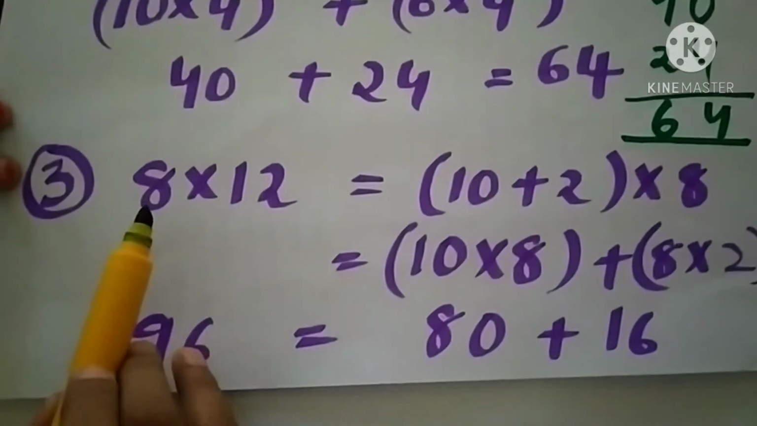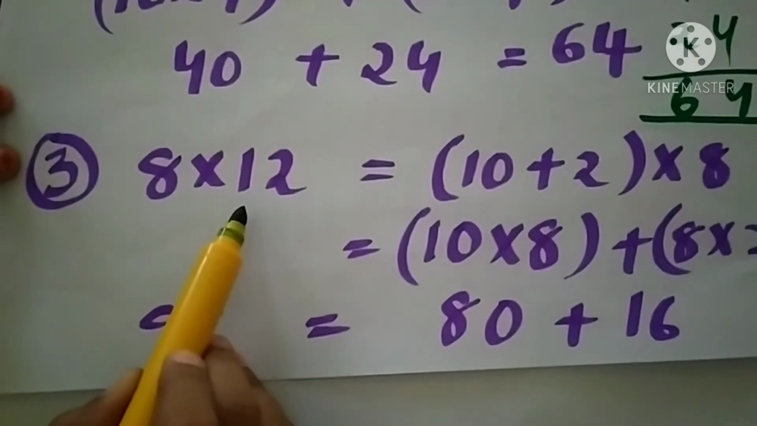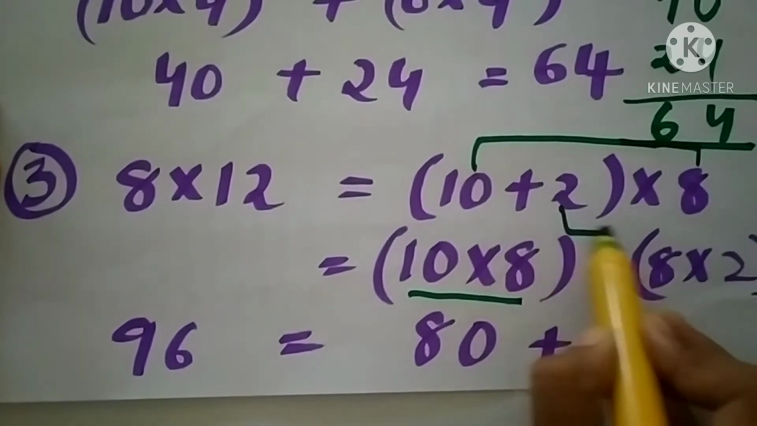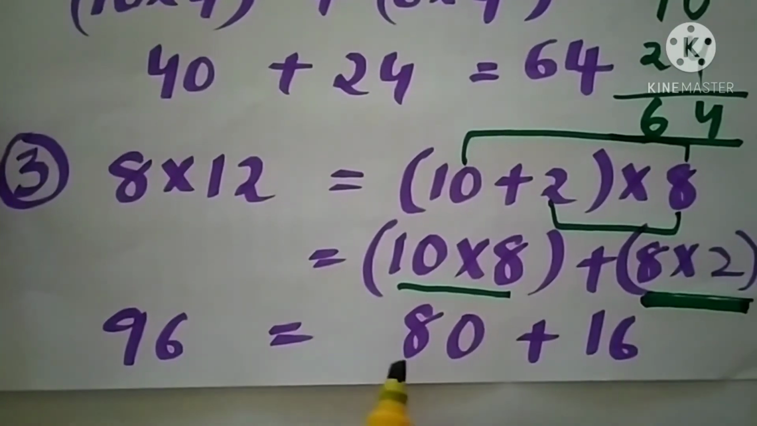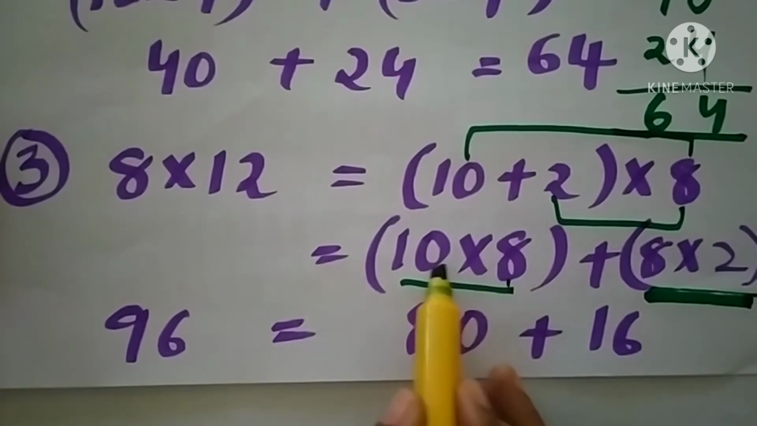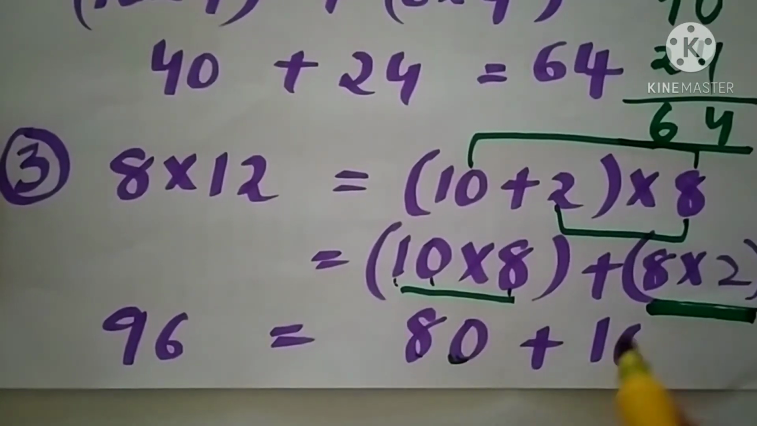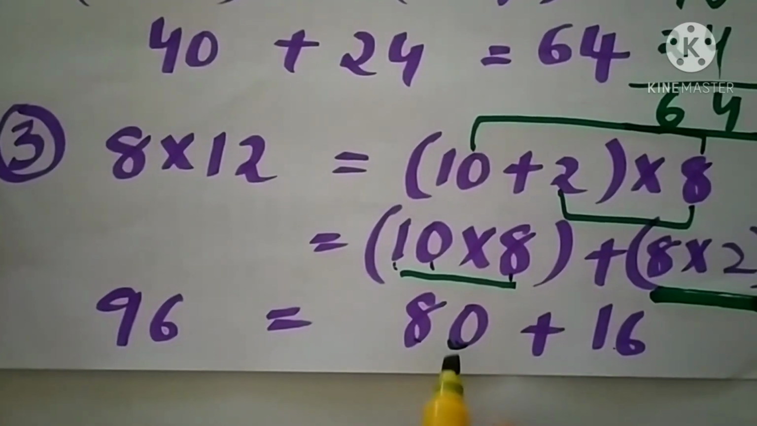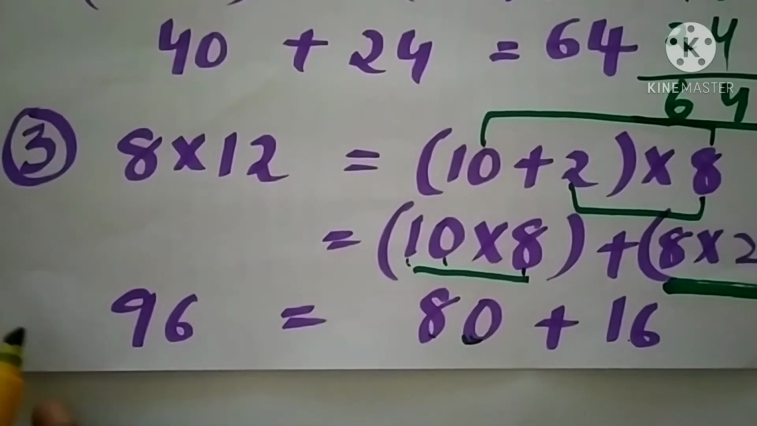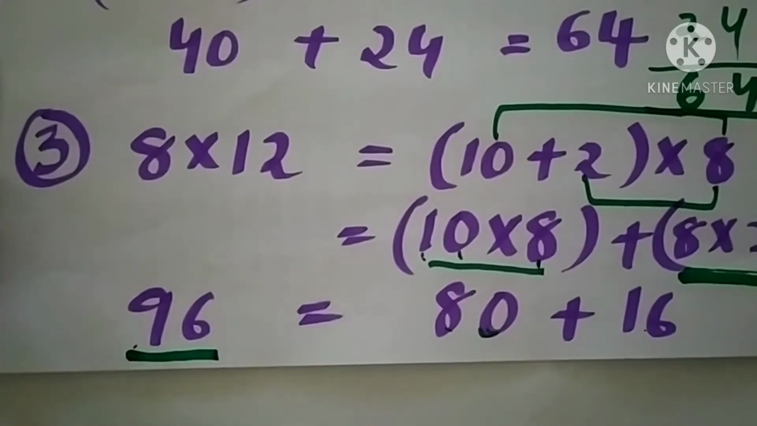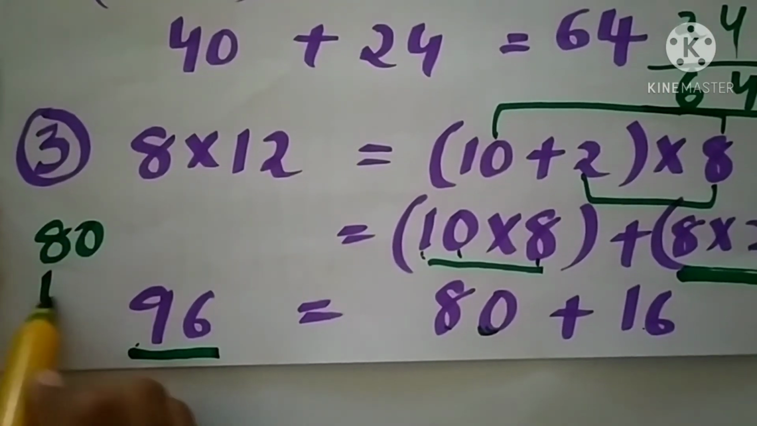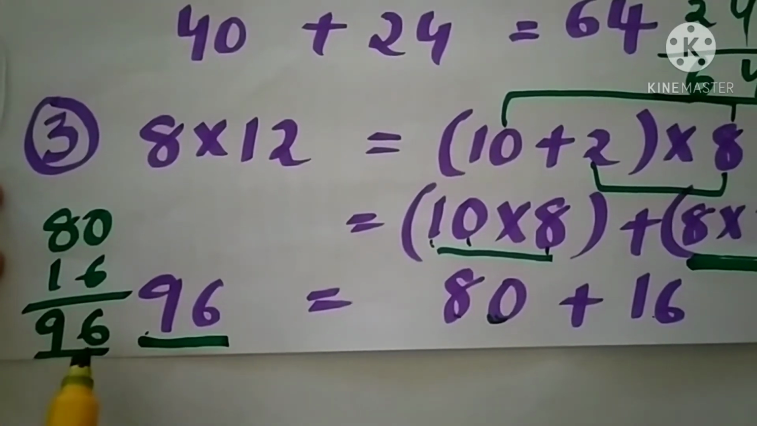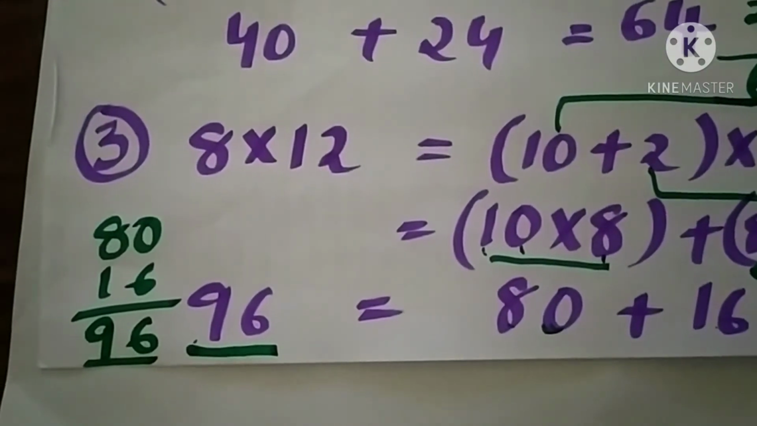Another example is 8 into 12. What you have to do? 10 into 8, that is 80, plus 2 into 8, which is 16, that you already know from the tables, right? So when you add 80 plus 16, what do you get? You get 96. That is 80 plus 16: 6 plus 0 is 6, 8 plus 1 is 9. So you get 96. Is that okay, children?